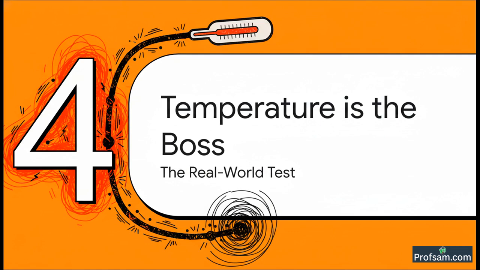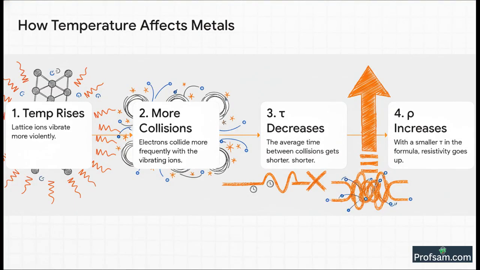Now let's use it to explain something we see all the time. What happens when a wire gets hot? Let's see why temperature is the real boss here. Just follow the chain of events. It's very logical. 1. You increase the temperature. What happens? 2. The lattice ions get more energy and they start vibrating more and more violently.